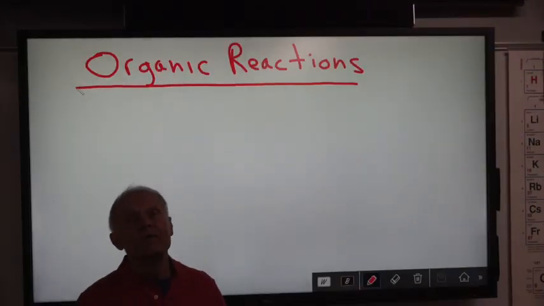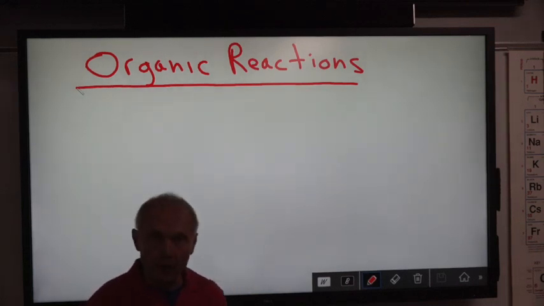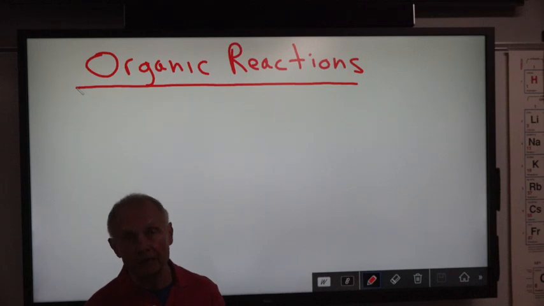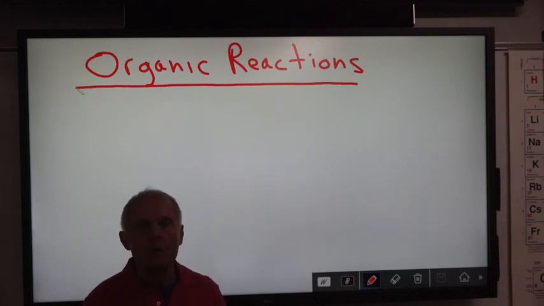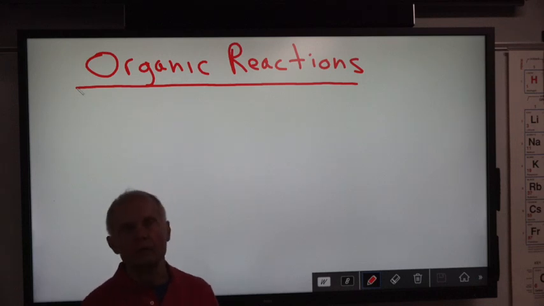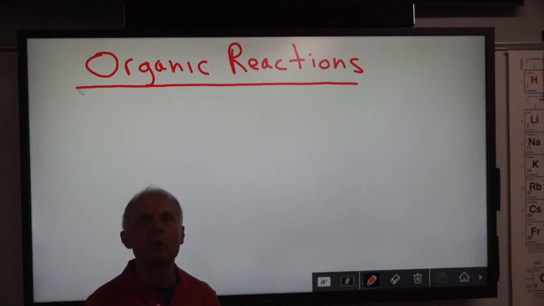Now, we've gone over properties of organic substances. We've gone over the hydrocarbons, alkanes, alkenes, alkynes. We've gone over how to make isomers and name them. We've gone over all the functional groups, and this is the final thing for organic chemistry, organic reactions. And we've already done 2 of them, so we're going to start out with the 2 that you already know, and then we'll go into some more.